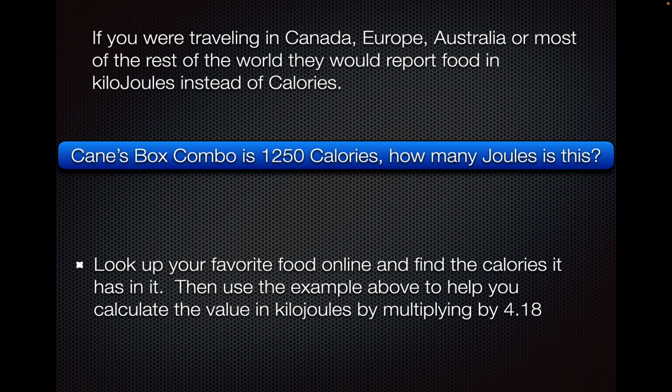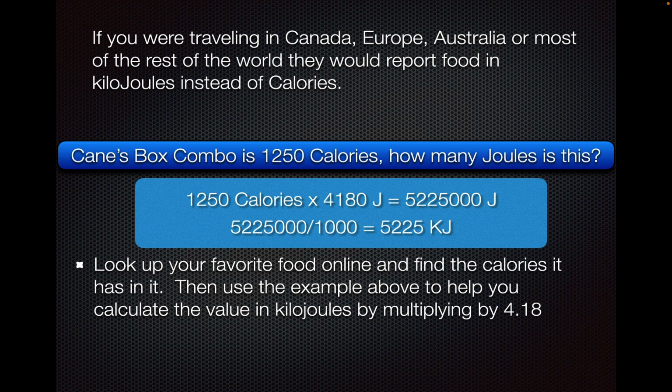Okay. So for example, in the United States, the Cane's box combo is 1,250 calories. So if this was being sold in a different country besides ours, what would that be in joules? Well, we take it times 4,180. That would give us 5,225,000 joules. Or in kilojoules, which you would see on the packaging, would be 5,225 kilojoules. Okay. If you want to, you can look up your own food and then multiply it by 4.18, and that would tell you what it would be in kilojoules.